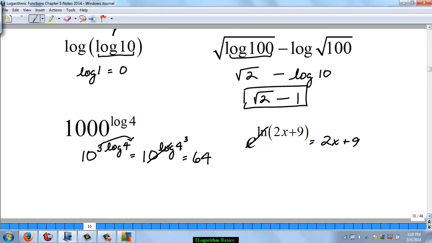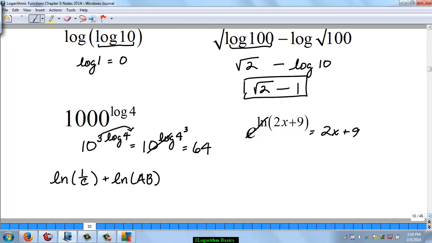Let me add a couple extra here. What if I had this one right here? ln 1 over e plus ln ab. And this is actually, excuse me, not a plus b, but ab. This actually is going to use some of the log rules that we're going to talk about in a minute, but it's a cool one to do.